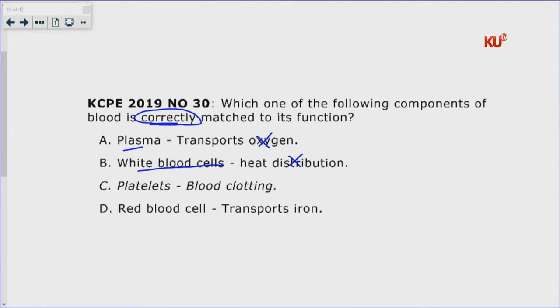Platelets blood clotting, that is correct. Red blood cells transport iron, not really. It transports oxygen. So 2019 number 30, the right answer was C.